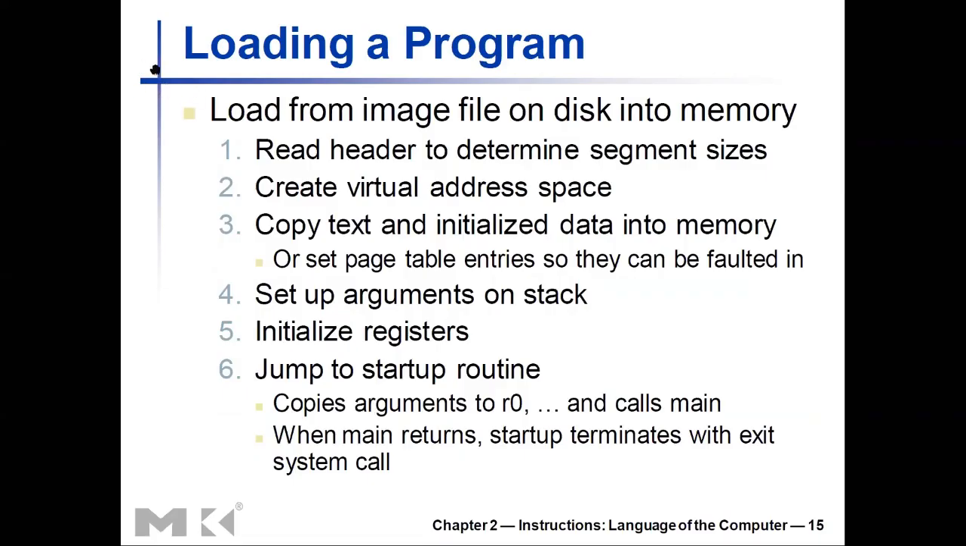Now we are done with producing the object module, and then linking. And now we come to the part where we load the program into memory. So load from the image file on disk into memory. Now the compiled and linked full program is there with us. That is the machine code of the full program. Now we need to load this program into memory from disk.